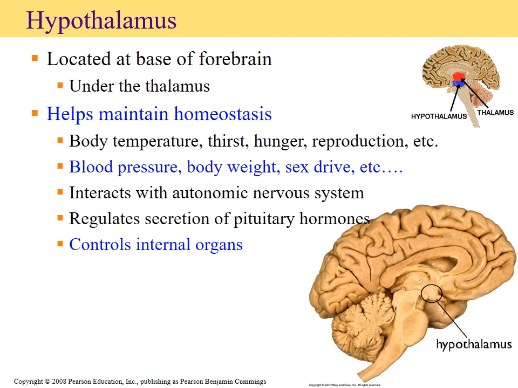Part of that is because of its integral role within the endocrine system and its full control over the pituitary gland. Now, in addition to all that, the hypothalamus is also part of the limbic system, and the limbic system has often been called the emotional brain.